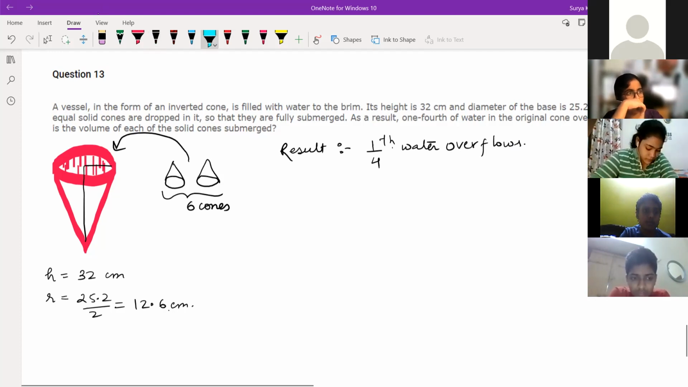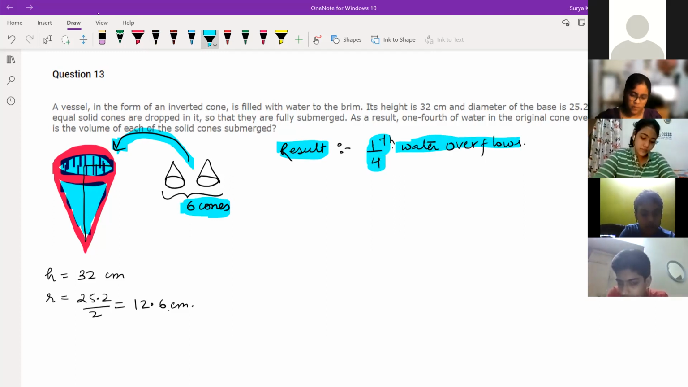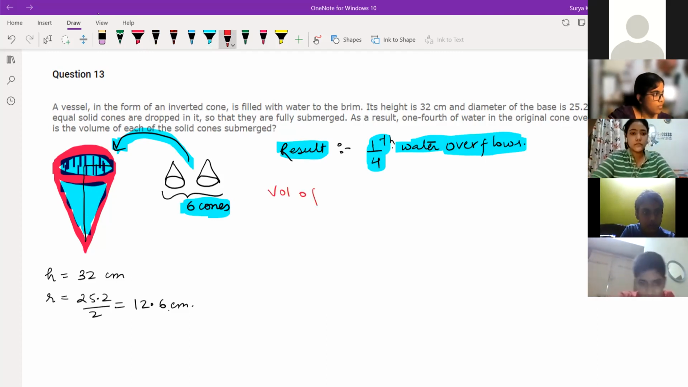Once again, I'm repeating the question. This is your bigger cone, in which water is filled up to the brim. In this bigger cone, we are going to put 6 small cones inside. After putting the small cones, 1/4 of the water flows out. It means that the volume of 6 small cones is equal to 1/4 volume of what?